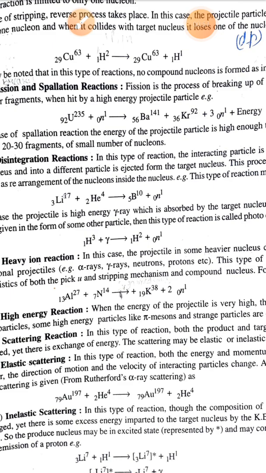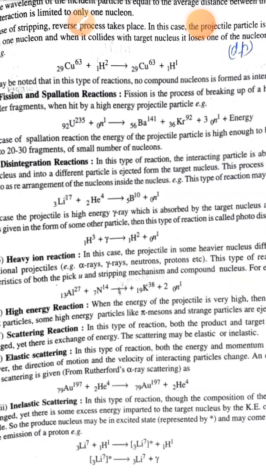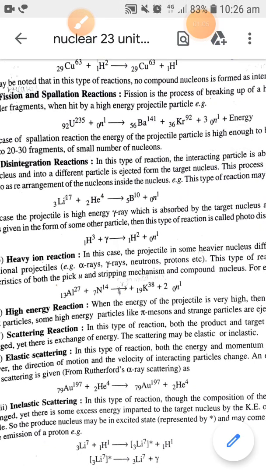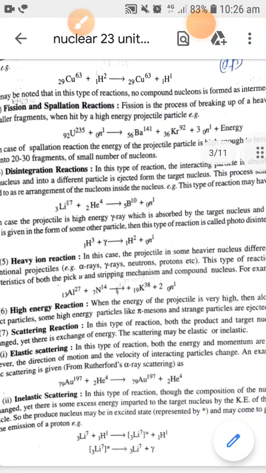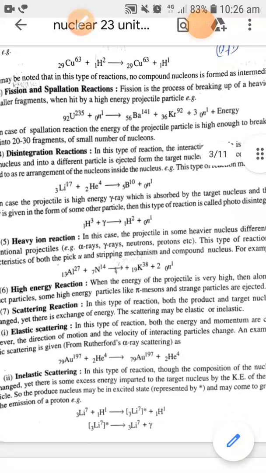So a heavier nucleus is formed in this reaction with two outgoing neutron particles. So in this reaction the outgoing particles are two neutrons. This reaction in which a heavy nucleus is formed is known as heavy ion reaction. Now the other reaction is high energy reaction.